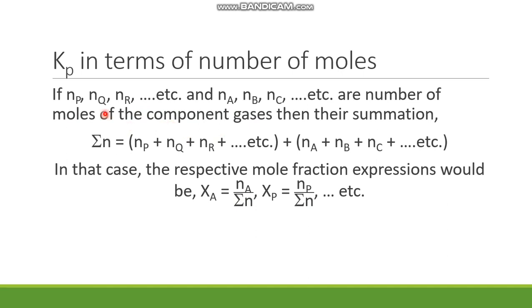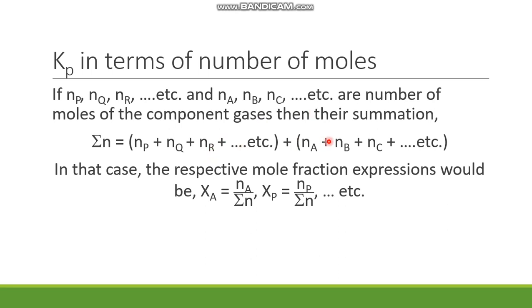Now all the components have their respective number of moles. Suppose the products P, Q, R have the respective number of moles Np, Nq, Nr, etc. And the reactants A, B, C have their number of moles Na, Nb, Nc, etc. So these are the number of moles of the component gases. Now within the system you have both reactants and products. So what is the total number of moles of the gas in the system?